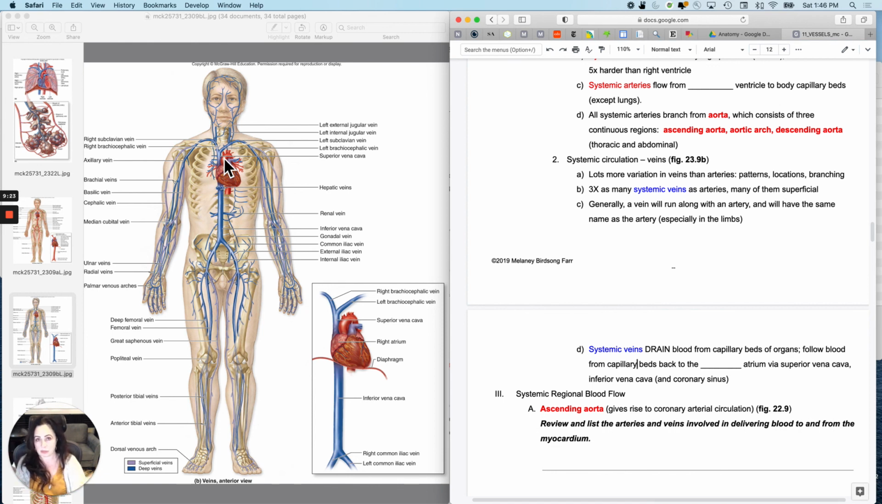So that's the big picture understanding. And then the next thing we're going to do is we're going to go through what I call systemic regional blood flow, in which I take blood from the heart and I deliver it like to the brain and then back to the arms and then back. So we'll do that systemic regional blood flow in just a minute.